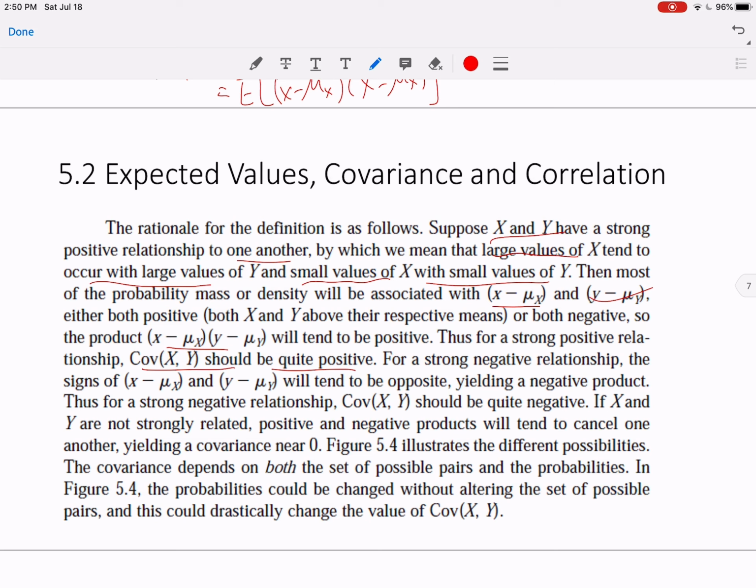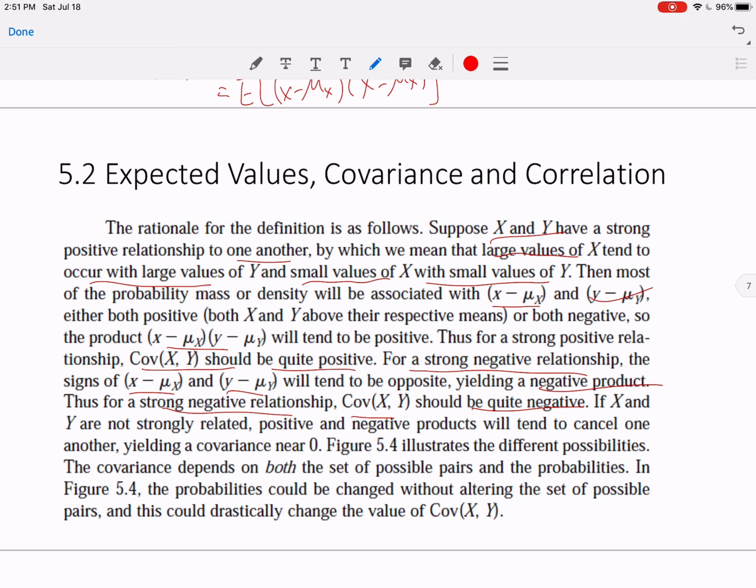And then for a strong negative relationship, the signs of x minus mu and y minus mu will tend to be opposite, yielding a negative product. Thus, for a strong negative relationship, the covariance of x and y should be quite negative. Which means if the value of the covariance is negative, then we can say that there is a negative relationship between x and y. When x increases, y decreases. If x decreases, y increases.